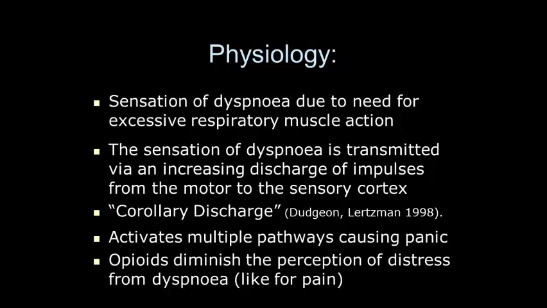Now think about most reflexes. They go from the sensory to the motor system. So this is called corollary discharge, meaning it's going the other way. And it activates multiple pathways, causing panic. And the interesting thing is that opioids diminish the perception of distress from dyspnea, just like they do for pain. So in the same way the brain says, not listening, not listening, not listening, with my hands plugging my ears, which you can't see, it does exactly the same thing for dyspnea.